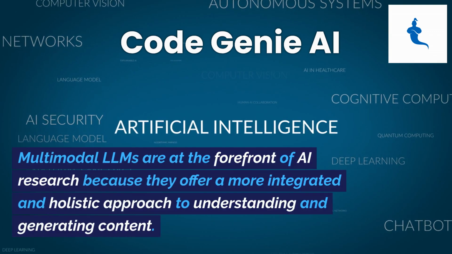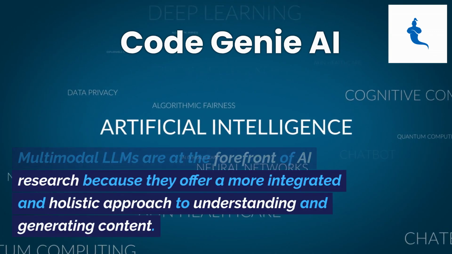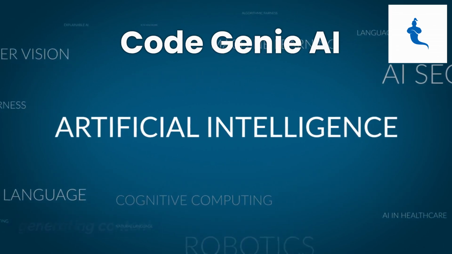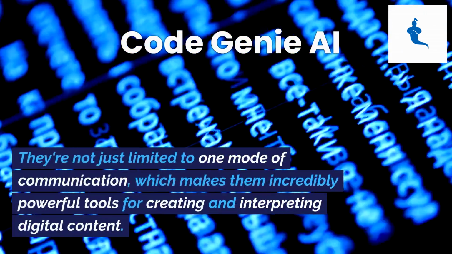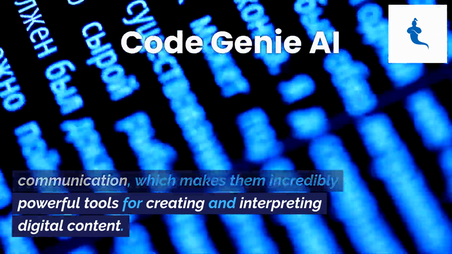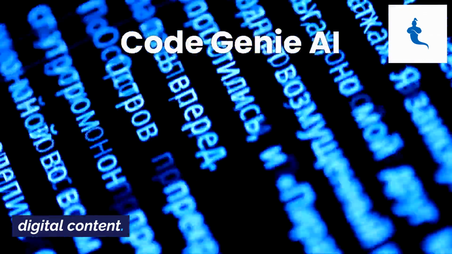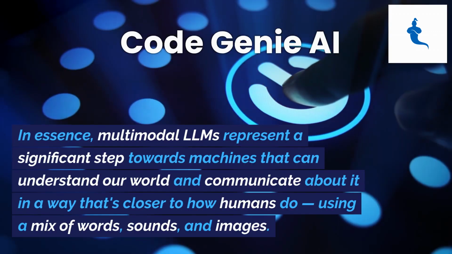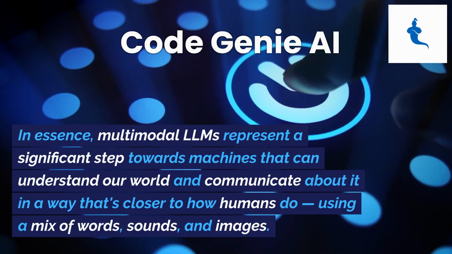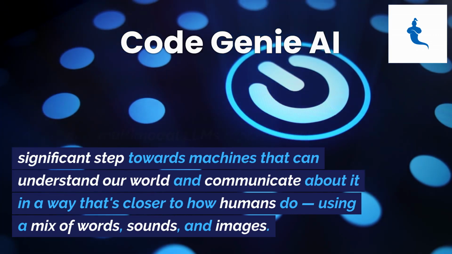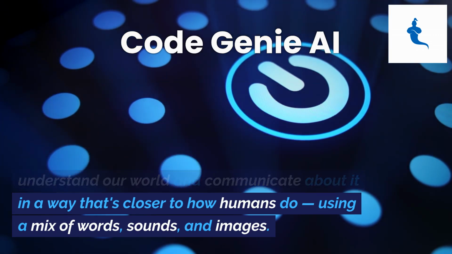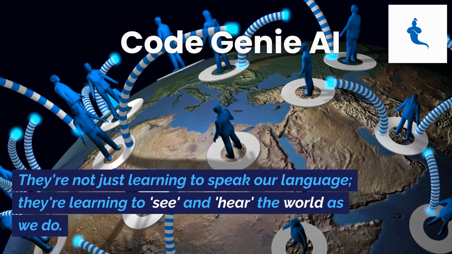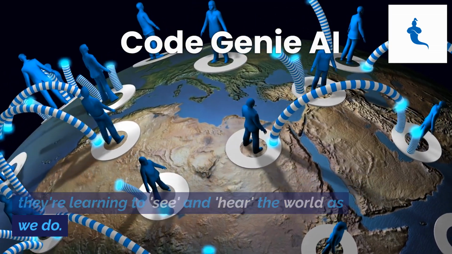Multimodal LLMs are at the forefront of AI research because they offer a more integrated and holistic approach to understanding and generating content. They're not just limited to one mode of communication, which makes them incredibly powerful tools for creating and interpreting digital content. In essence, multimodal LLMs represent a significant step towards machines that can understand our world and communicate about it in a way that's closer to how humans do, using a mix of words, sounds, and images. They're not just learning to speak our language, they're learning to see and hear the world as we do.